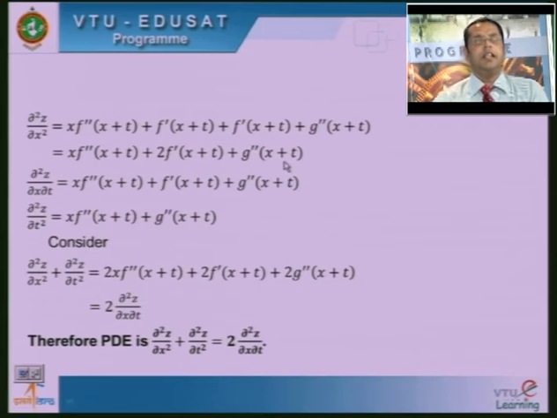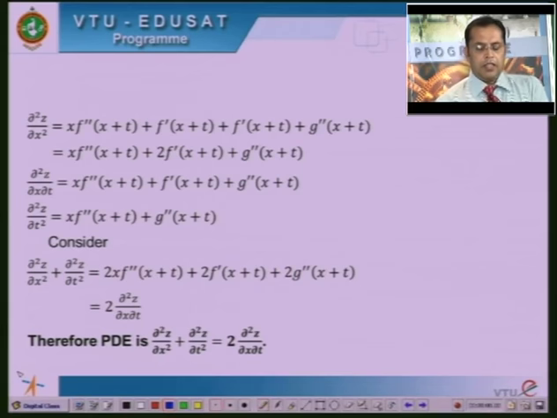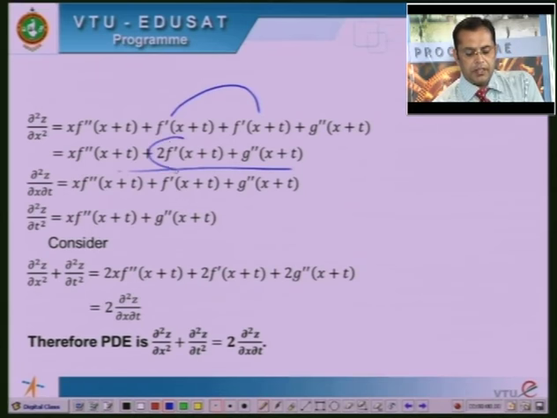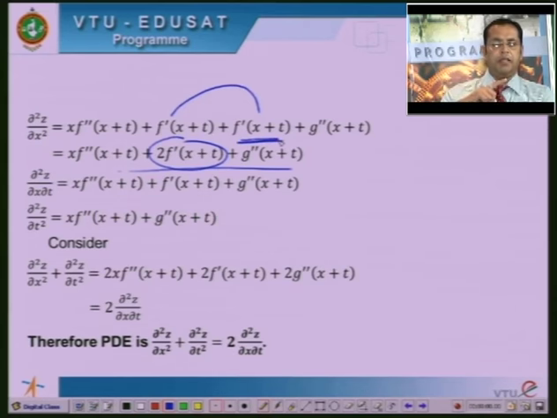That is, you can see illustrated here, because it contains two f'(x+t) terms. Finally, you get 2 times f'(x+t). This f'(x+t) is due to the product rule, and this f'(x+t) is due to the f(x+t) present in ∂z/∂x.